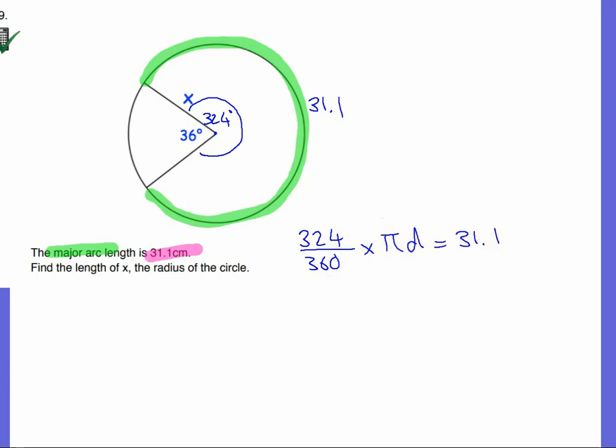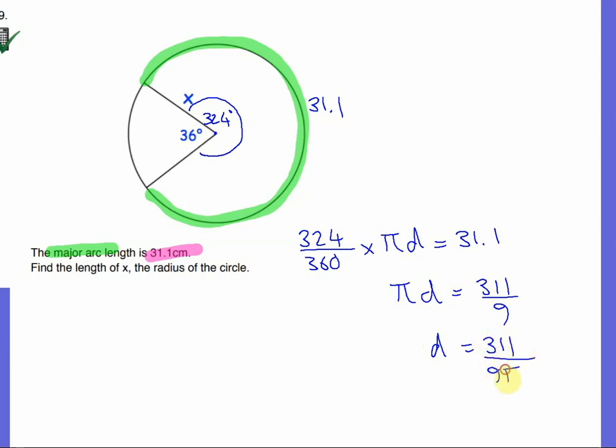This time we have to find the radius, so we can do that if we know the diameter. So again, lots of people just look at this and go, I don't know where to start. Just write down the formula. Just pop the numbers in that you know and go from there. So let's isolate pi d. So we're going to divide both sides by 324 over 360. Type that in as I go, and I make that 311 over 9. Okay, so to find the diameter I'm going to divide by pi.